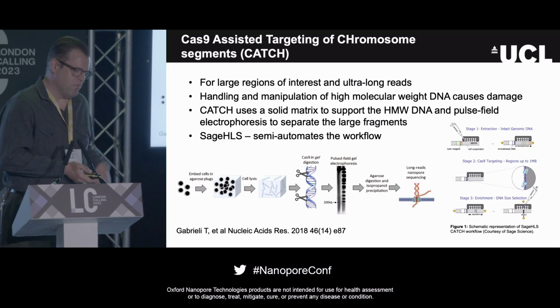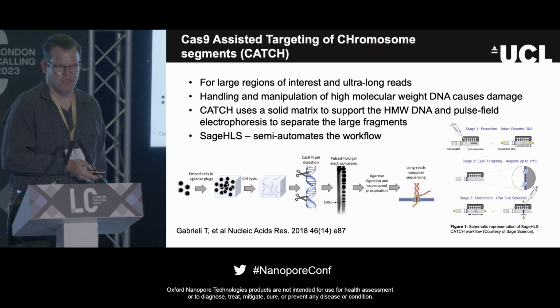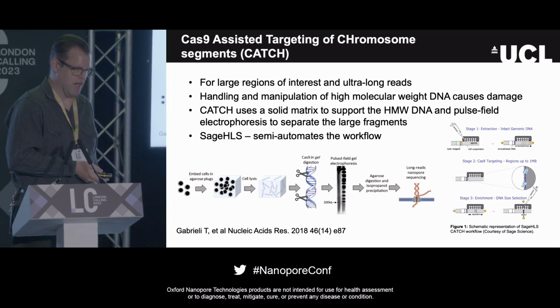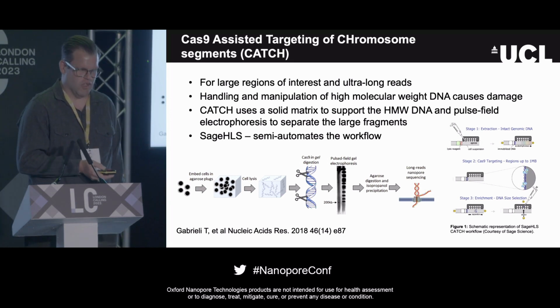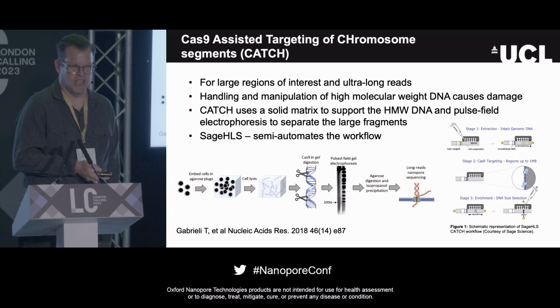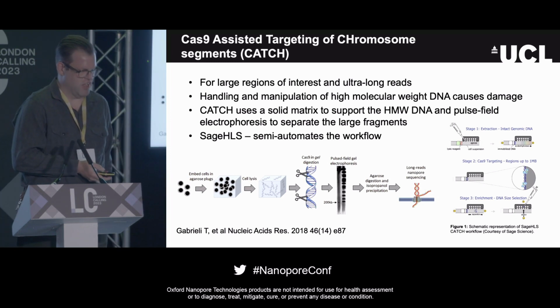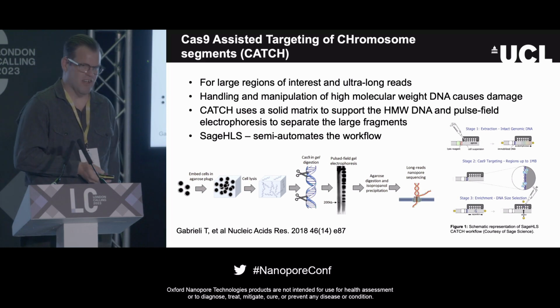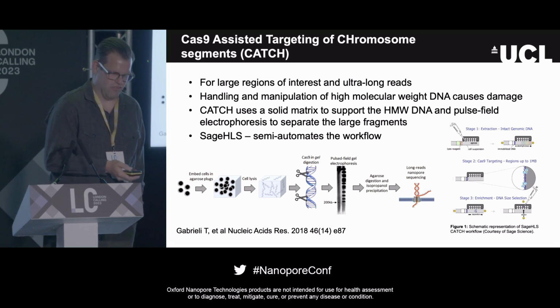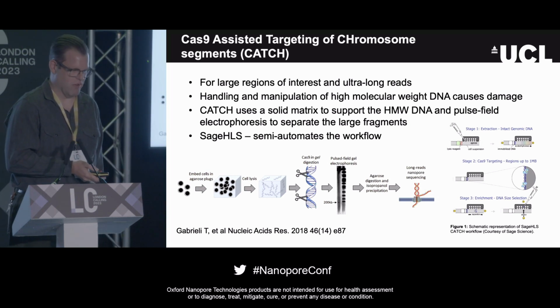To overcome this problem, I'm going to talk through a few examples of how we are overcoming these issues in our lab now. To overcome the problem of sequencing through the opsin array, or large regions and low complexity regions, we turn to this method called catch. Essentially, it's a method to maintain the integrity of high molecular weight DNA. That's all it does, and these figures illustrate how that works.